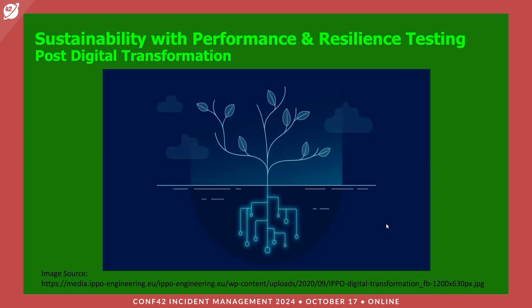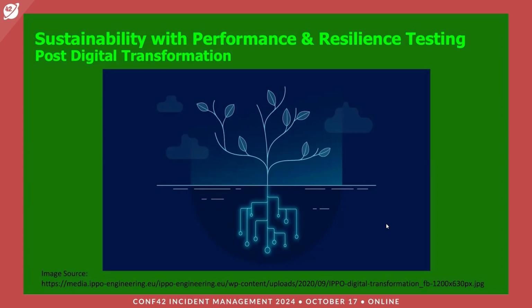So overall, what I'm trying to say is, in post-digital transformation, when you are talking about performance and resiliency testing, you should think about an overall impact-based, low volume, short duration, specific goal-oriented performance and resiliency testing, which is not only helpful in terms of cost, and helpful for the organization to ensure end user happiness, but is also better for our sustainable environment.